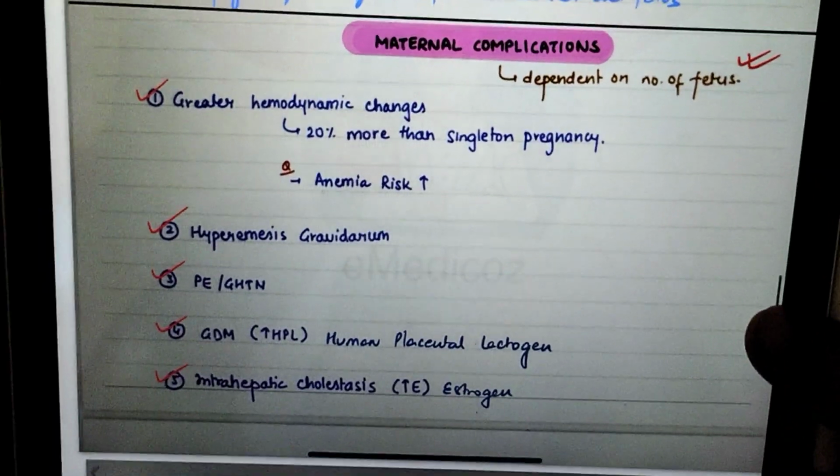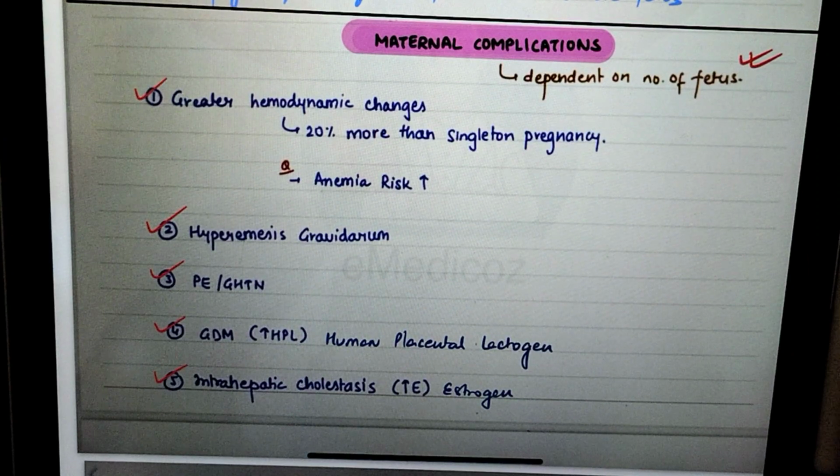Now we will discuss the maternal complications. These complications are dependent on the number of fetuses. First complication is greater hemodynamic changes are seen in the mother, 20% more than singleton pregnancy, and the anemia risk is also increased. There is complication of hyperemesis gravidarum.